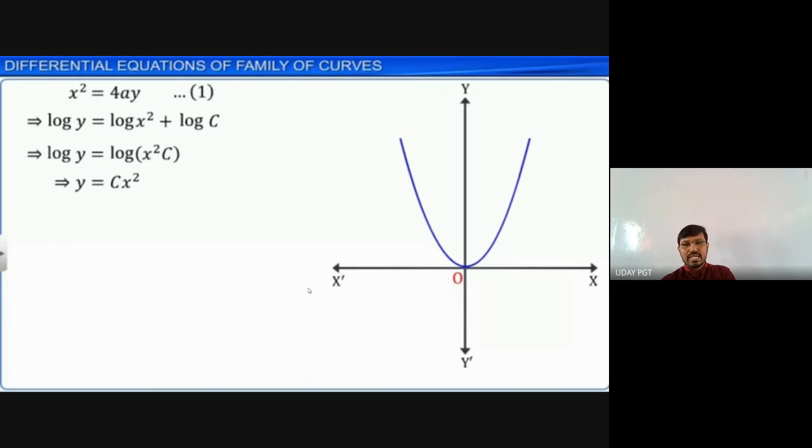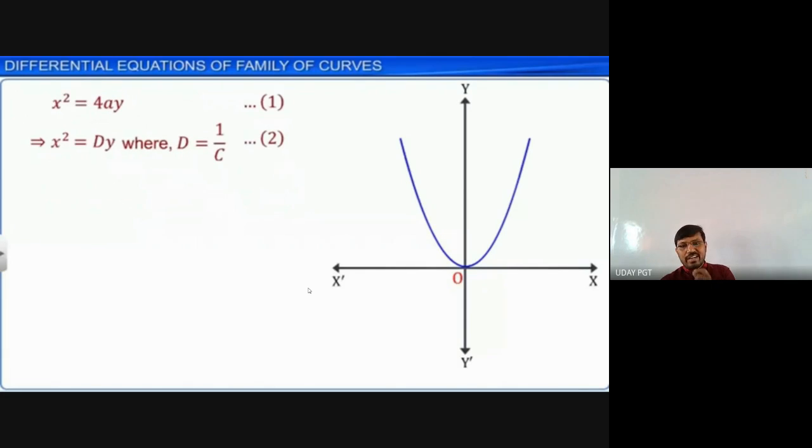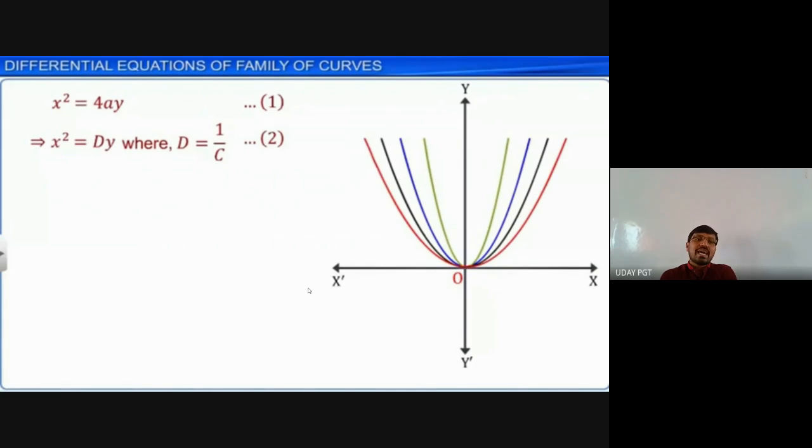Y is equal to cx square is nothing but x square equal to some constant, whatever it may, 1 by c into y. X square equal to some constant into y. So for different constants, the 4a value is going to change, and we are going to get different parabolas. So that's why we get the family of parabolas.